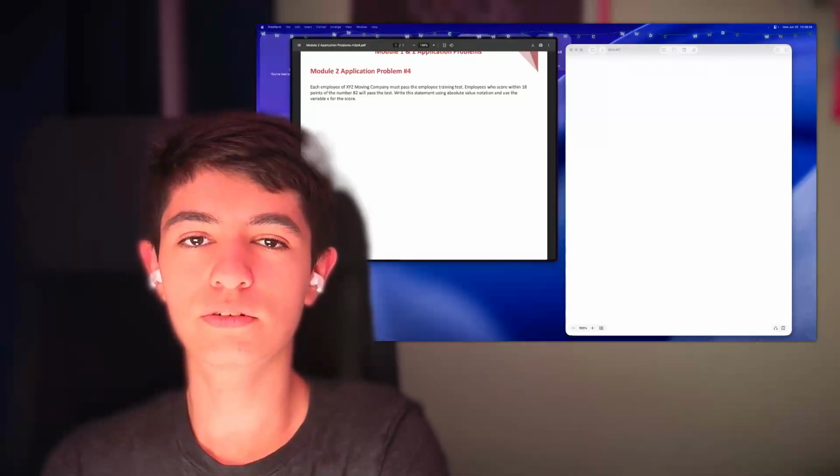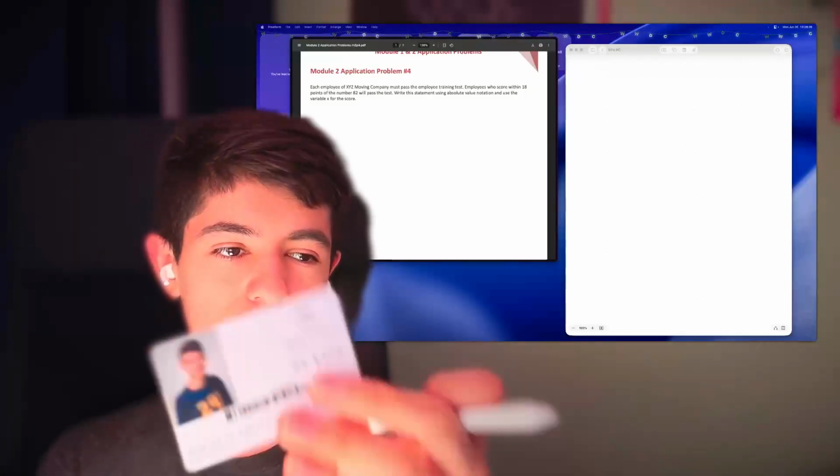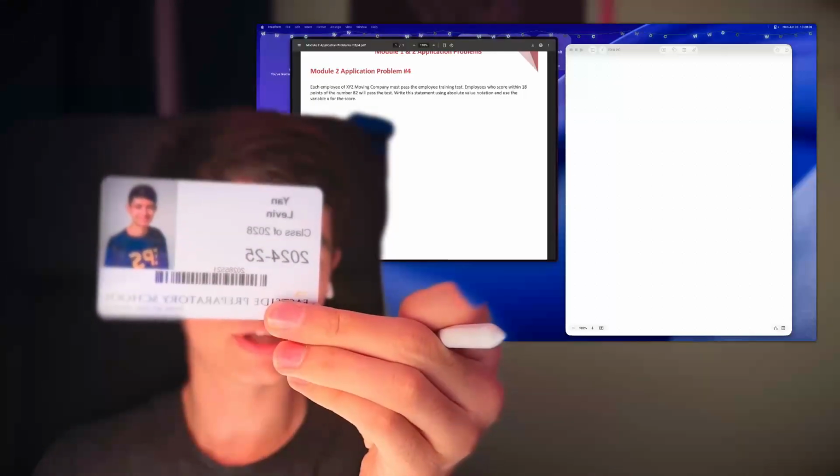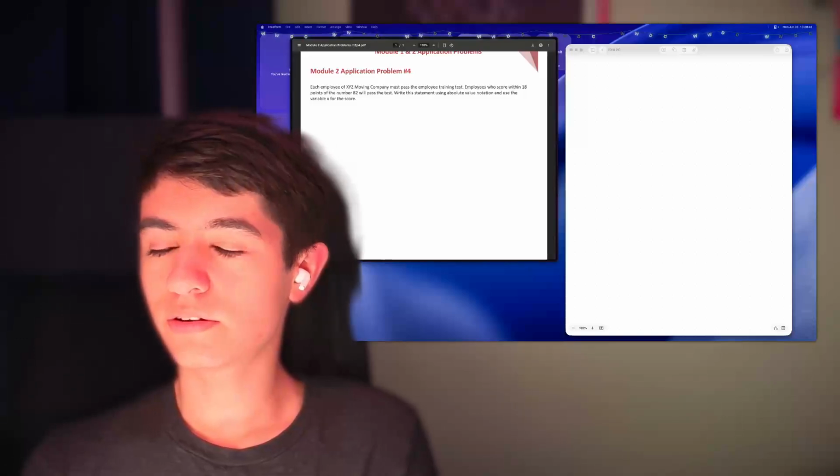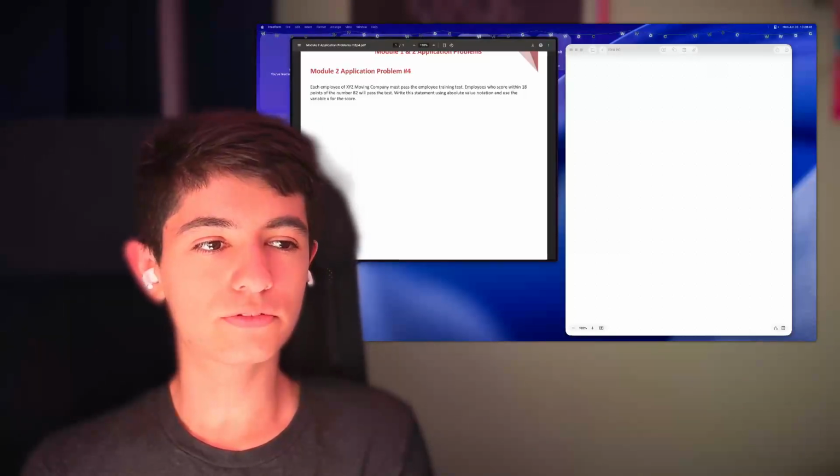I am going to be a sophomore at Eastside Prep this fall, and this is my student ID card from last year. My first problem is going to be Module 2, application problem number 4.